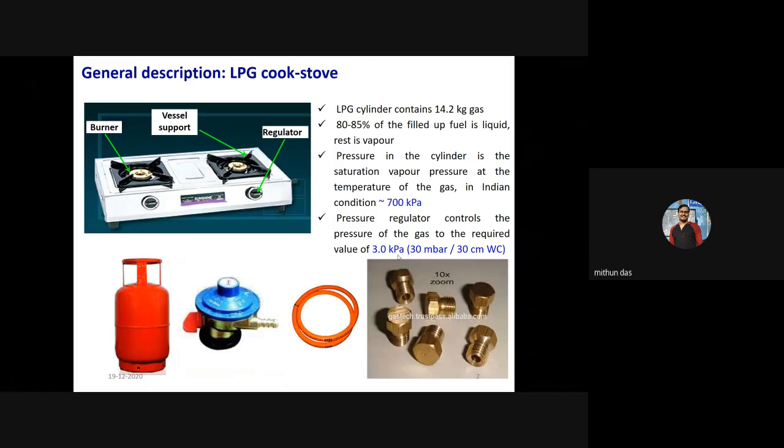Before discussing the main topic, I want to give a brief outline about the domestic cooking stove. In a domestic cooking stove, the LPG cylinder contains 14.2 kg of gas, and the cylinder is filled with about 80 to 85% liquid LPG, and the remaining part is filled with LPG vapor. The pressure of the LPG vapor is about 700 kilopascal, and the outlet pressure of the cylinder is about 3 kilopascal or 30 millibar, which is controlled by the regulator.